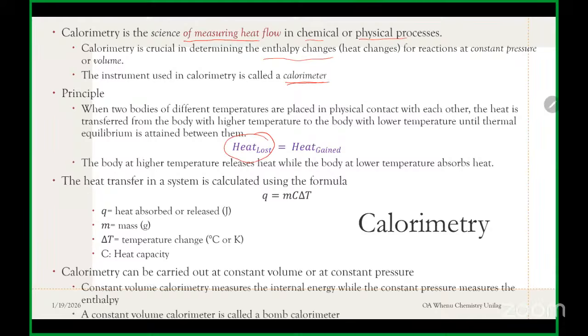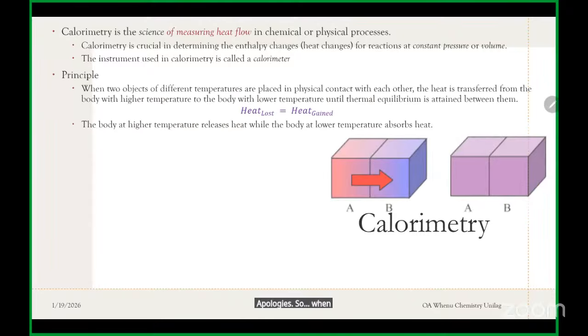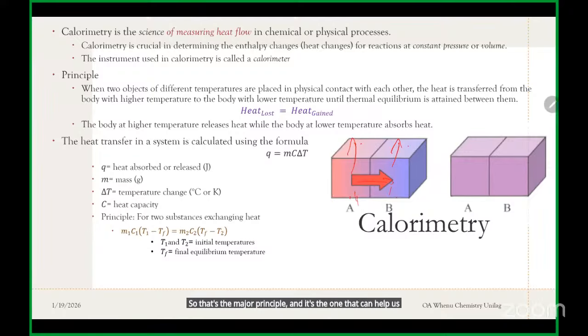So this is the updated slide. Calorimetry is the science. Apologies. When you put two objects together, A and B, heat flows. The amount of heat lost from the hotter body is equal to the amount of heat gained in the colder object. That's the major principle, and it's the one that can help us to calculate the heat capacity, and it can also be related to the delta H of different processes.